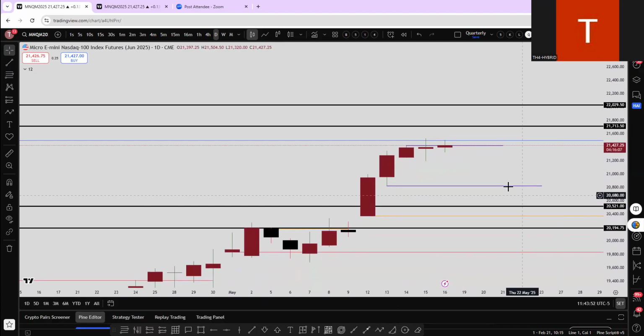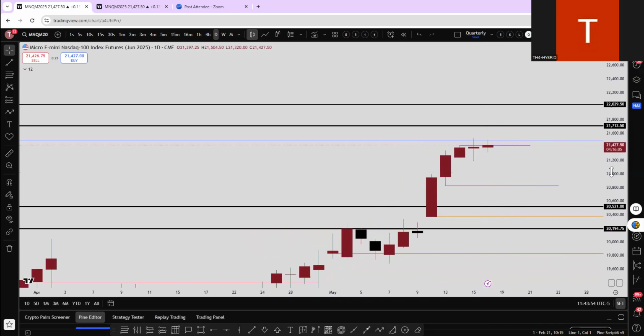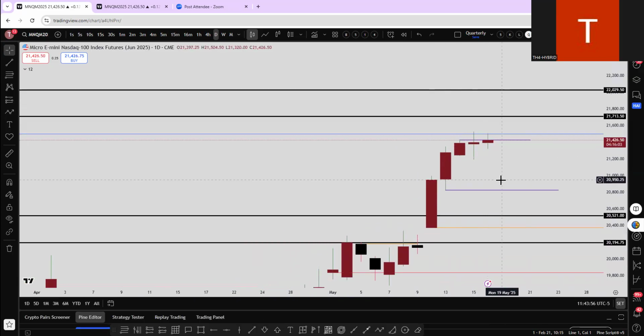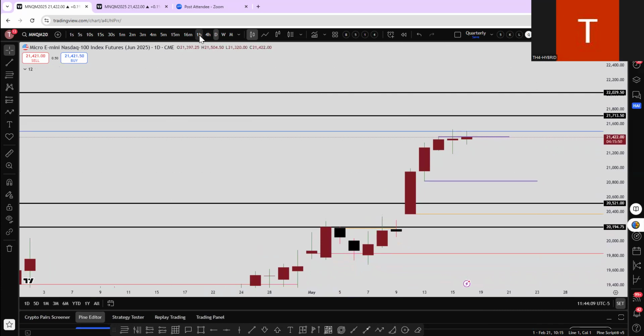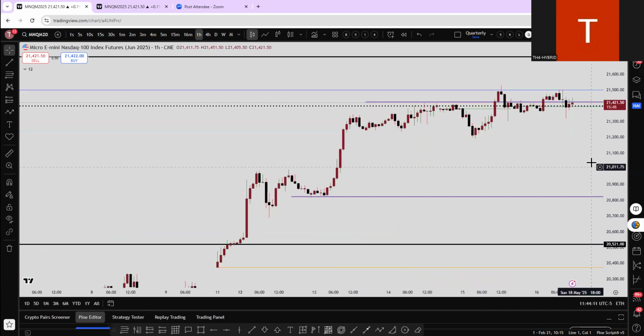So on the daily, those are things that we need to be looking for to tell us what may happen for the day based off of how we're closing above or below the previous candle or not at all, which also gives us great information. So once we have that, we want to go down to the hourly chart.